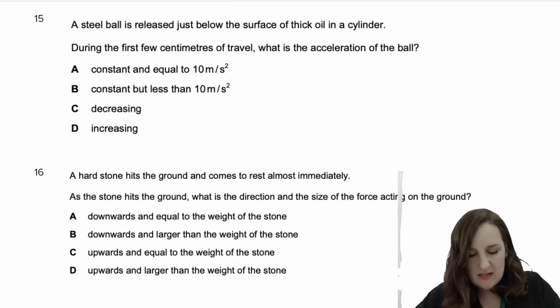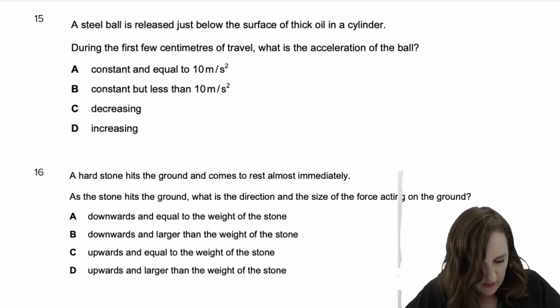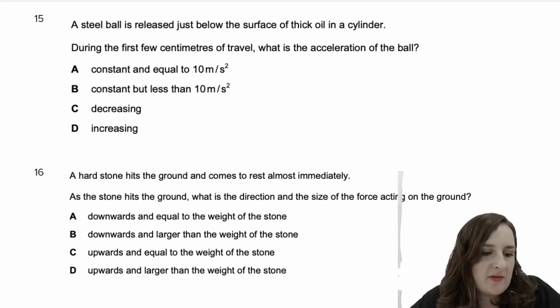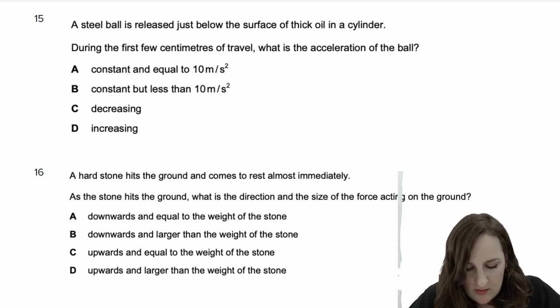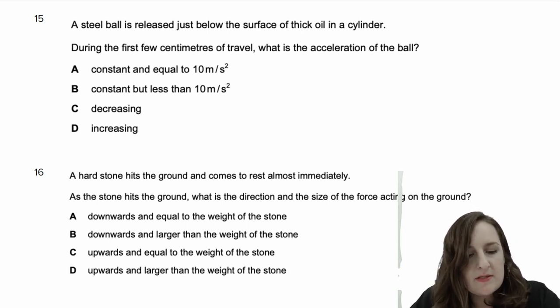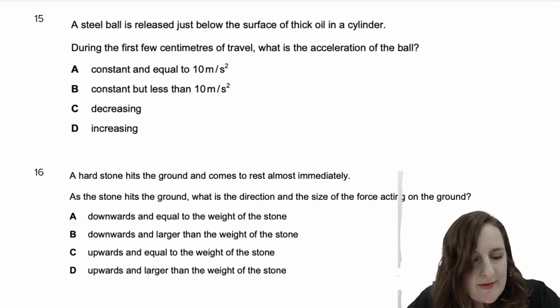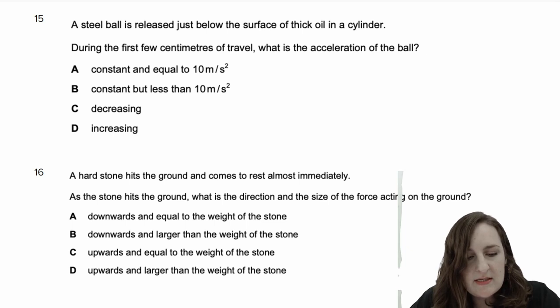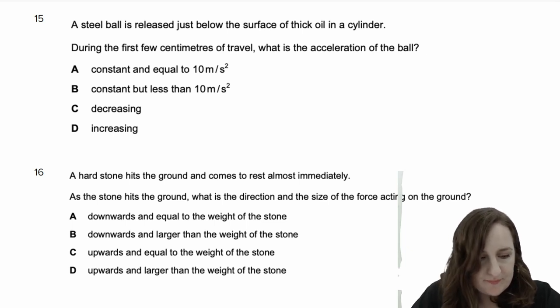Okay, hiya Jen. I'm going to walk you through questions 15 to 27. So, question 15 says, a steel ball is released just below the surface of thick oil in a cylinder. During the first few centimetres of travel, what is the acceleration of the ball?